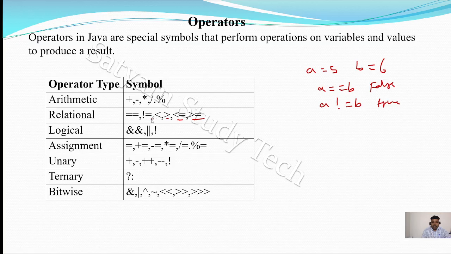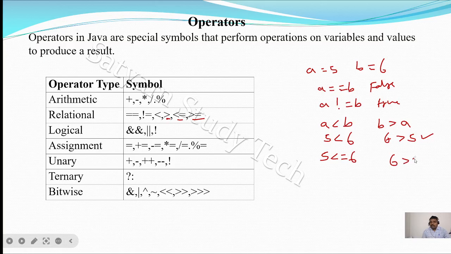For example, a less than b: is it true or not? 5 less than 6, so it is true. Now greater than: b greater than a, 6 greater than 5, it is also true. Less than or equal to: 5 less than or equal to 6, so it is true. And 6 greater than or equal to 5 is also true. So these are the relational operators.